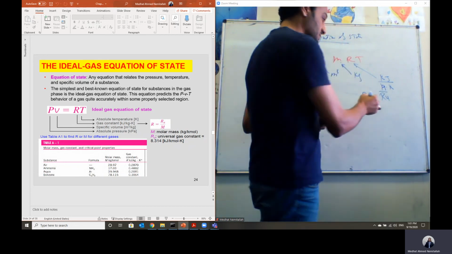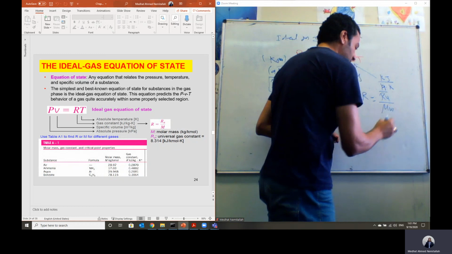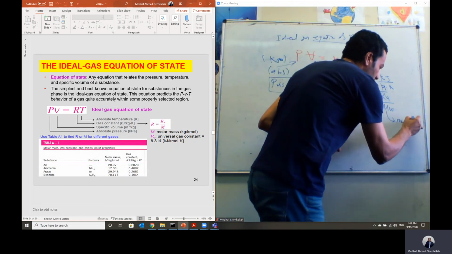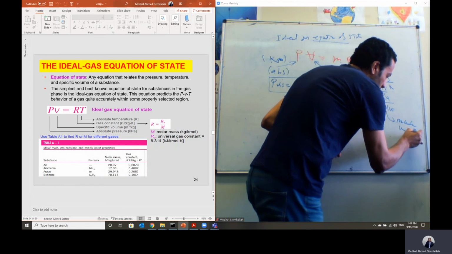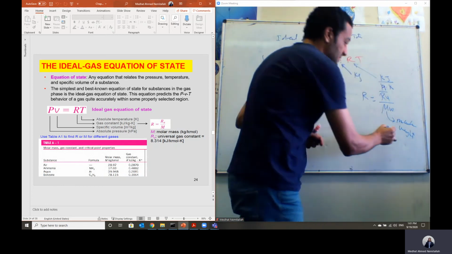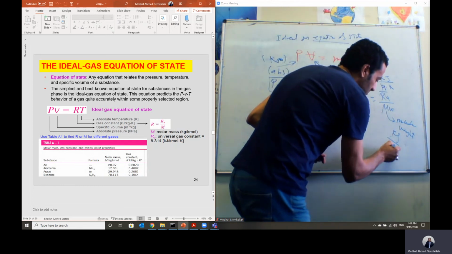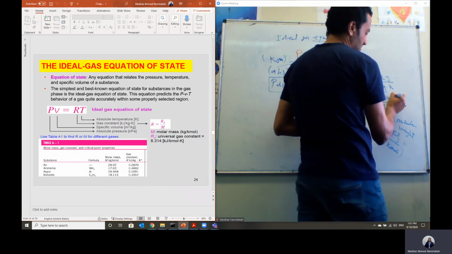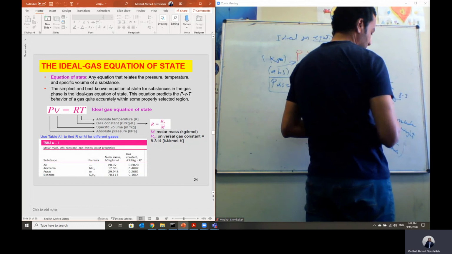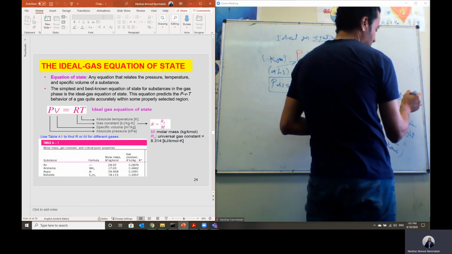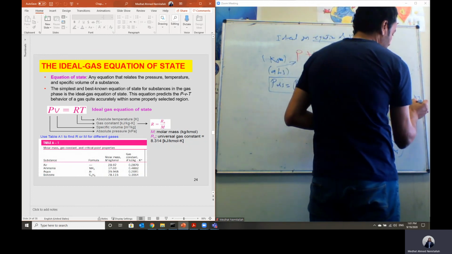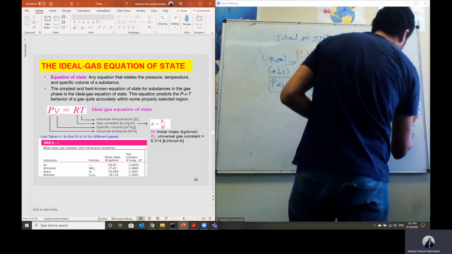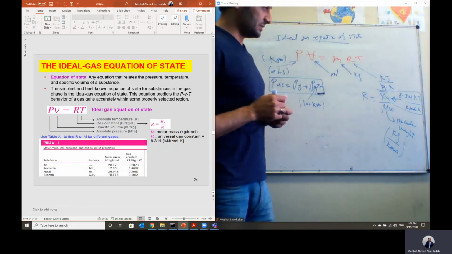We call it actually the universal gas constant divided by the molecular weight of this gas. And this is actually the molecular weight of the gas calculated in kilogram per kilomole. The value of the universal gas constant is fixed for all gases, 8.314 kilojoule per kilomole Kelvin. Okay, this is the value of the universal gas constant.